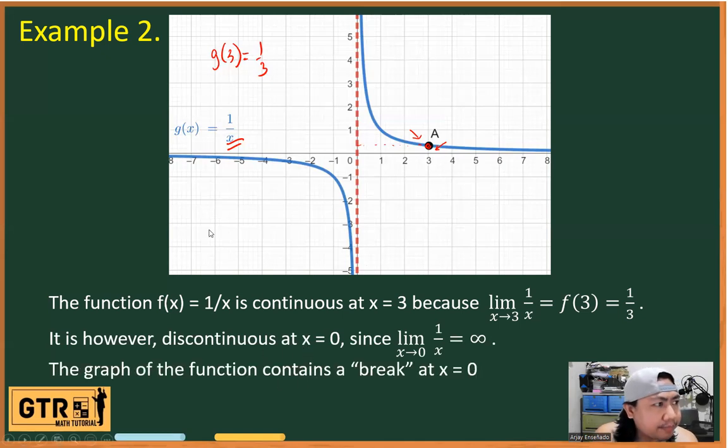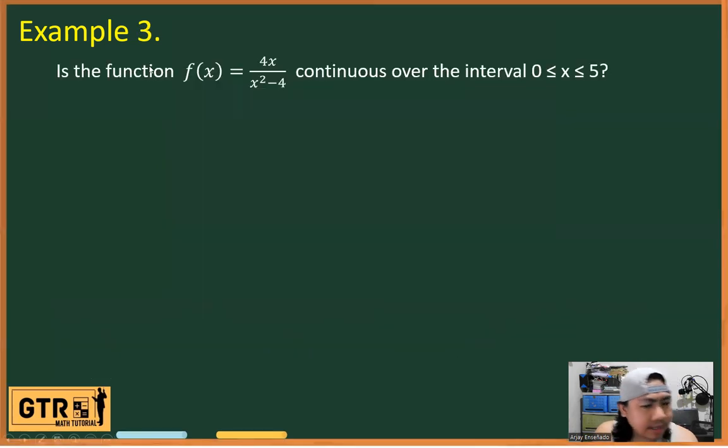Okay, so next example. The graph of the function contains a break. Yan. So makikita natin, the graph of the function contains a break at x equals 0. So we have two parts of the graph, from negative side of 0 and then positive side naman sa 0. Okay, so another example, if we don't have the graph, and we are just given: is the function f of x equals 4x over x squared minus 4 continuous over the interval 0 to positive 5?